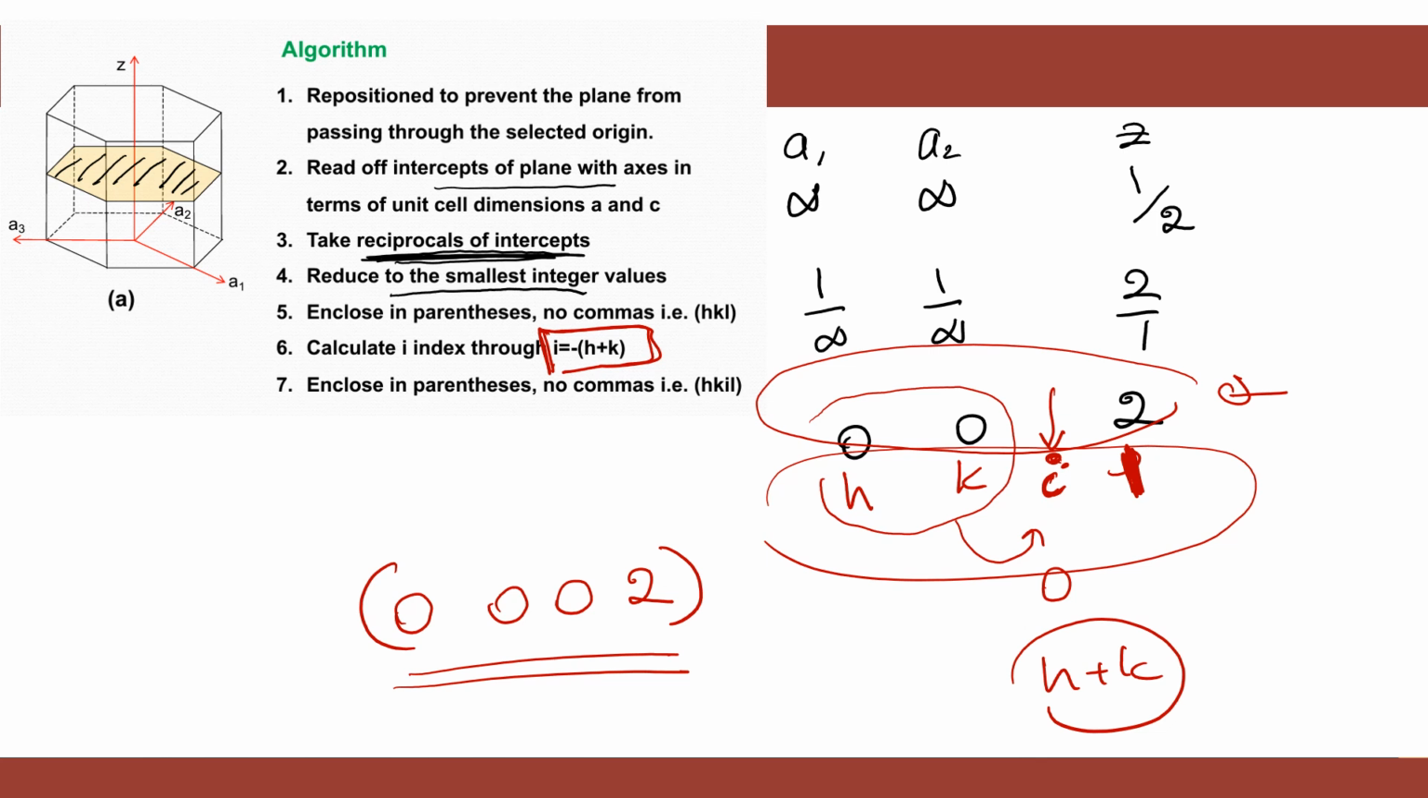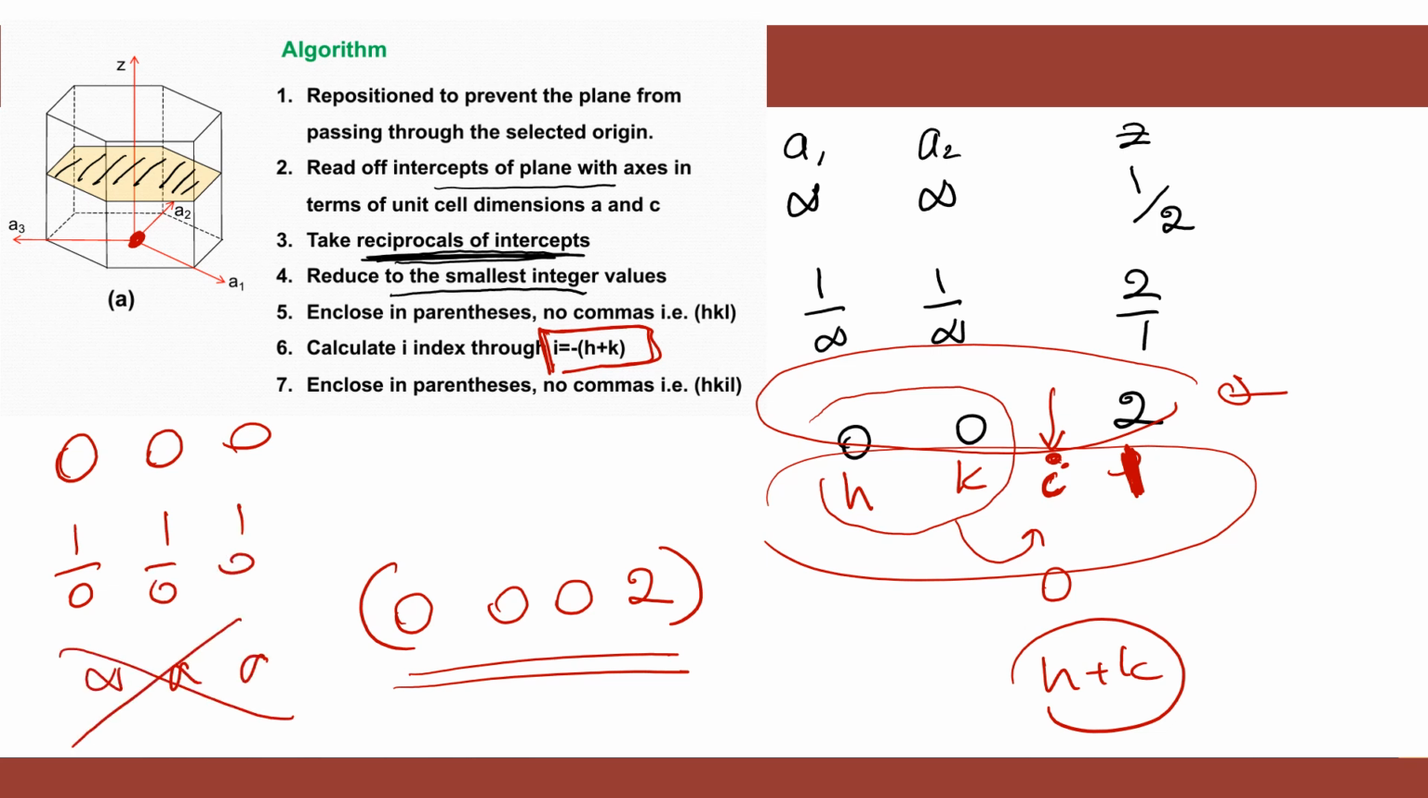These were both 0. This is infinity. You find the reciprocal of 0. Reciprocal of 0 is infinite. That's why we are shifting. If the plane is going through the origin, what will happen? Intercept will be 0. Then you have to take the reciprocal, which is 1 over 0, 1 over 0, 1 over 0. Then you get infinite, infinite, infinite. So this is not valid.